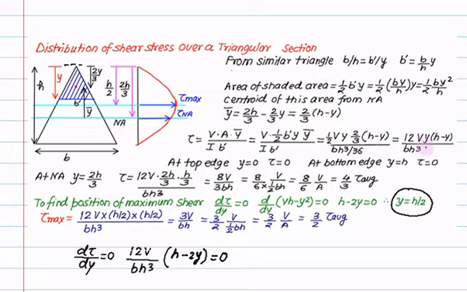Okay, check the derivative of this term. Tau is equal to 12 V times (hy minus y square) upon bh cube. So the derivative of that term will be 12 V by bh cube, and this one is yh. So the derivative of yh with respect to y is h, and the derivative of y square is 2y. This term is not equal to 0, so the maximum value will occur at y equal to h by 2. Then you substitute this value of h by 2 back into this equation, then you will get the max value.